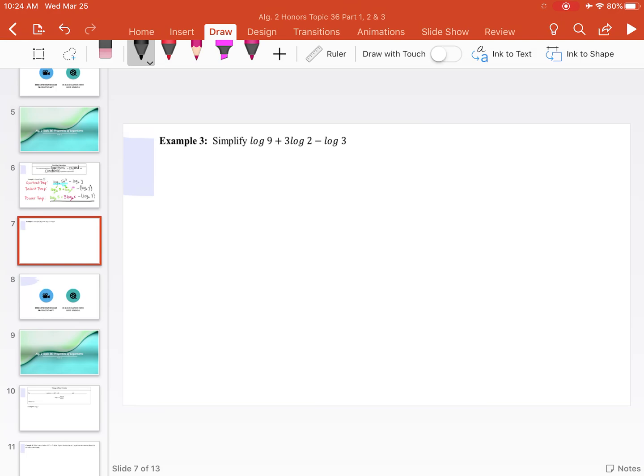Moving on to example 3, we want to solve log of 9 plus 3 log of 2 minus log of 3. Now notice here we don't have a base, so our base is actually 10. So this is a common logarithm. Here we want to condense. We want to write it as one logarithm, so smush it together.